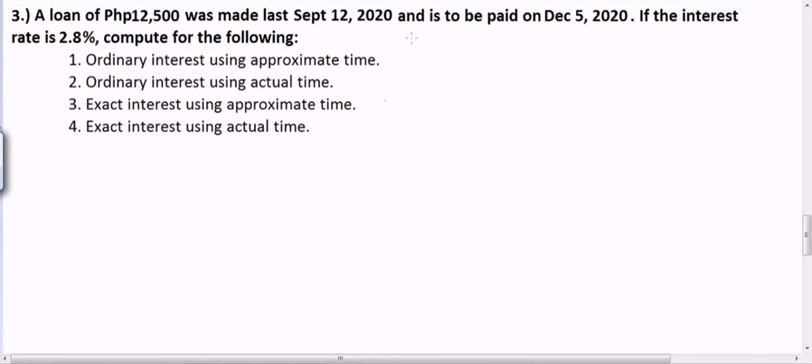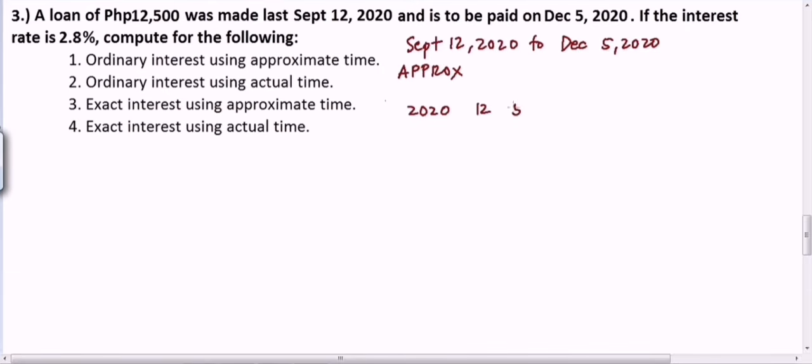Ang date na binigay ay September 12, 2020, tapos magbabayad siya ng December 5, 2020. So, compute muna natin yung approximate time. Okay, so I will have 2020, December is 12, and then 5 yung day. And then, the next one is 2020, September is 9, and then yung day niya ay 12. So, subtract natin to. Okay, so 5 days minus 12 days cannot be. You cannot subtract 12 from 5.